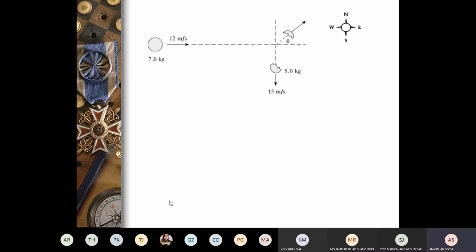So how many unknowns are here? Anyone? The speed, the theta, the theta and the v, the velocity. You have two unknowns. Mathematically, to solve two unknowns, you need two equations. So in this explosion, we need to get two equations because we have two unknowns.